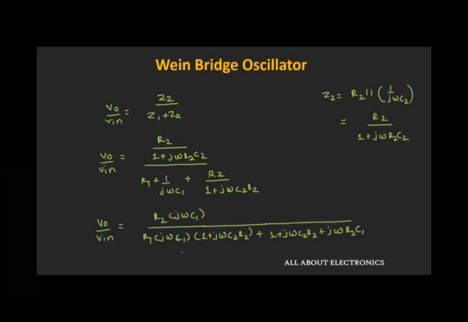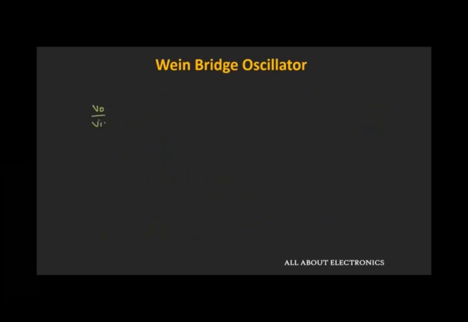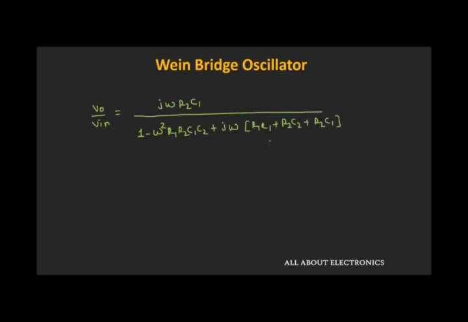And further if we simplify it, then we can write this expression as Vout by Vin will be equal to j omega R2 times C1 divided by 1 minus omega square R1 R2 C1 C2 plus j omega R1 C1 plus R2 C2 plus R2 times C1. So after simplification, we will get this expression.